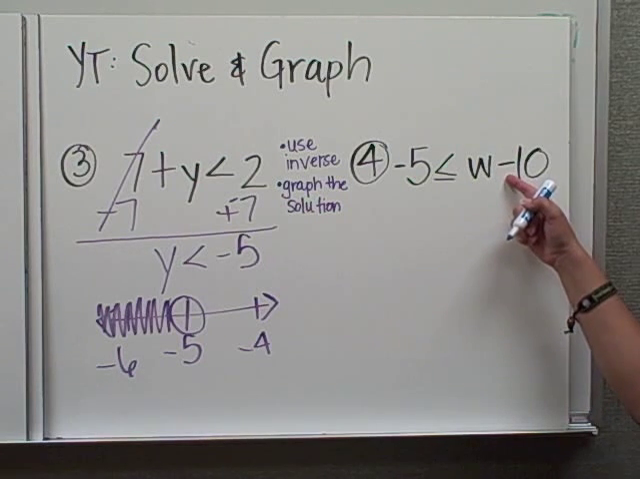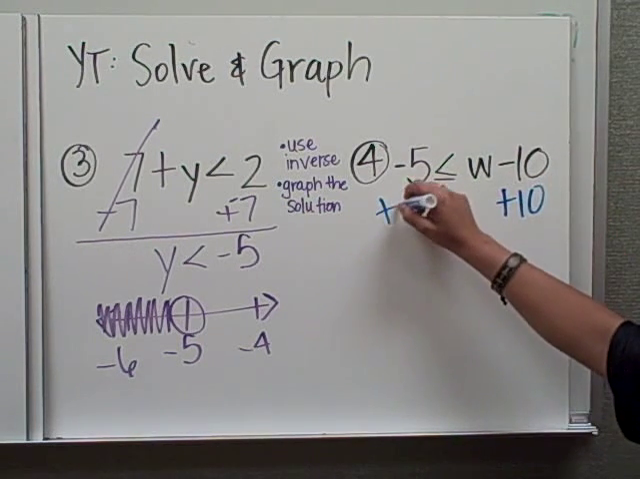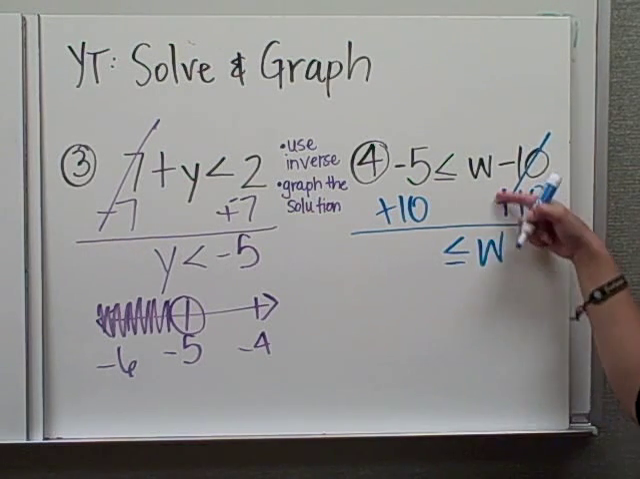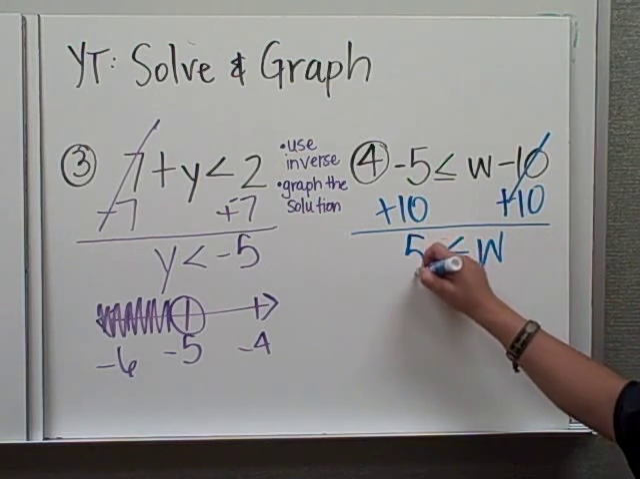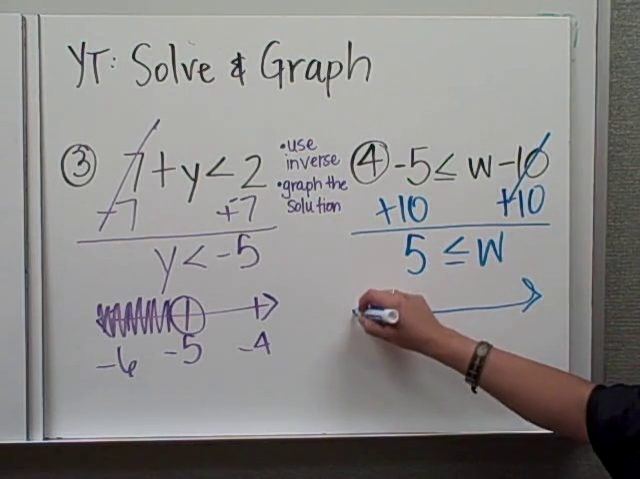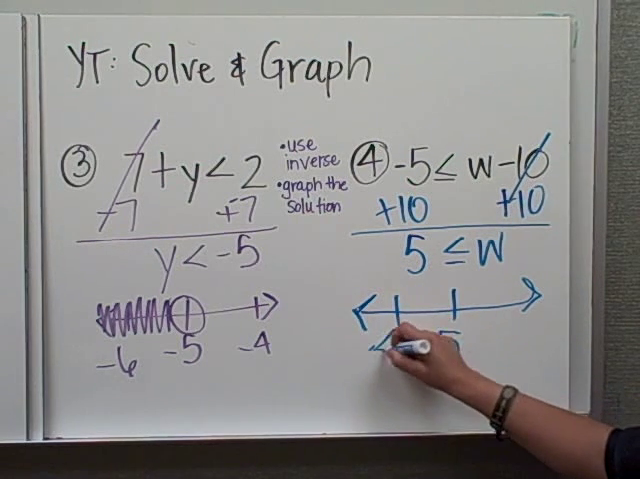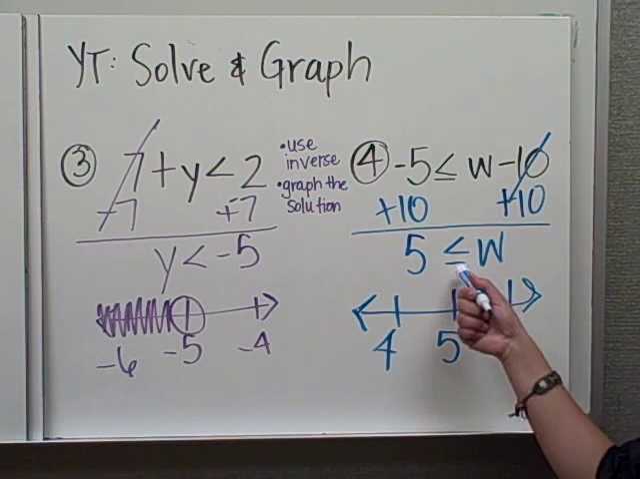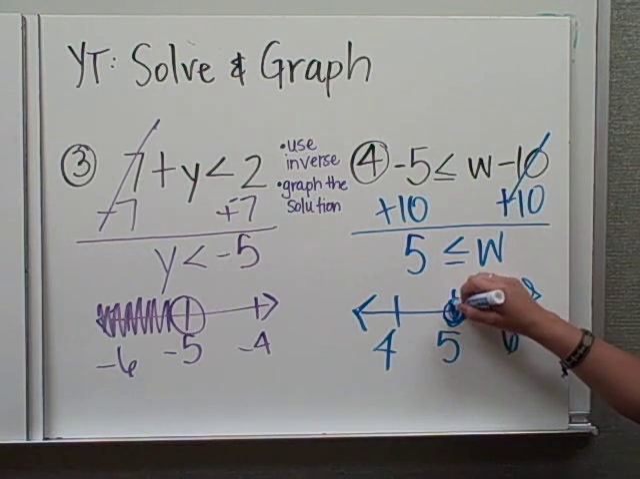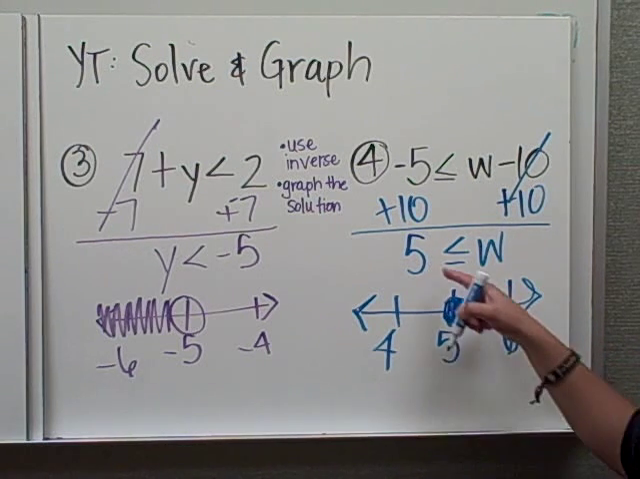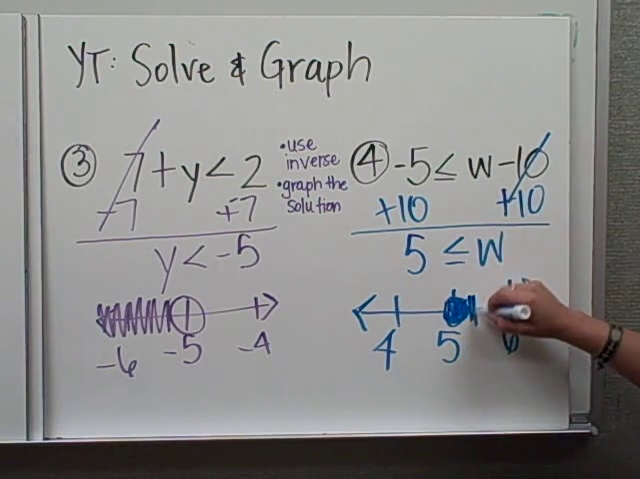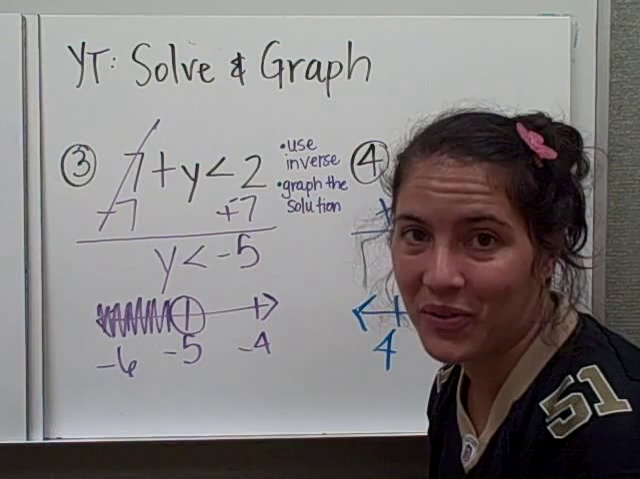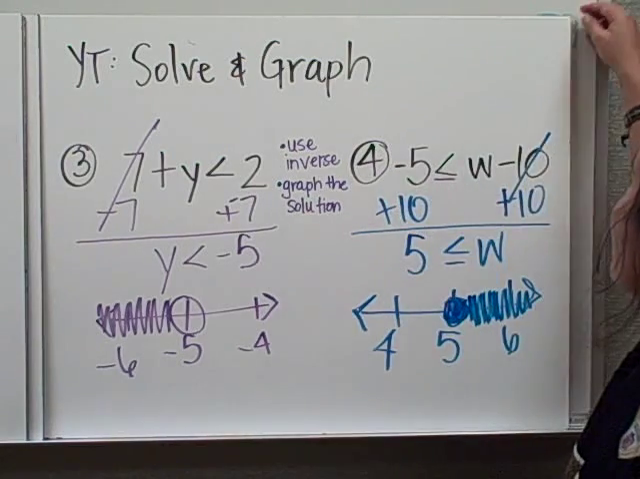Number 4. This is a subtraction equation, so I'm going to do addition. Everything comes straight down. Negative 5 plus 10 is 5. So now 5 goes in the middle. 4, 6. This is going to be a closed circle because of the equal. And it's the variable next to the point, so it's going to be shaded bigger. I hope you got number 3 and 4 correct. I have a few more to show you.